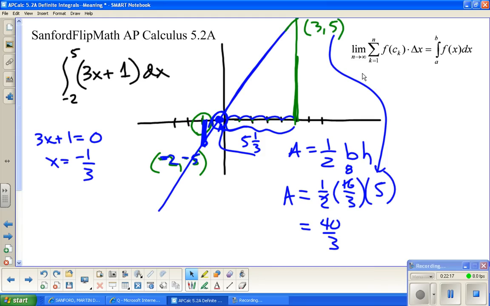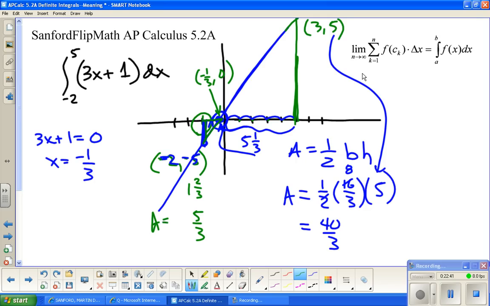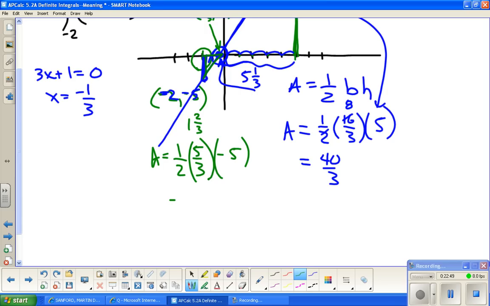On the other end, again we're going from -2. The point where this crosses was at -1/3. So that distance is going to be 1 2/3. From -2 to -1/3 is 1 2/3, so that's 5/3. So the area for that little piece is going to be 1/2 times 5/3 times -5, again negative. So this is going to be -25/6. I should have just left that 6.